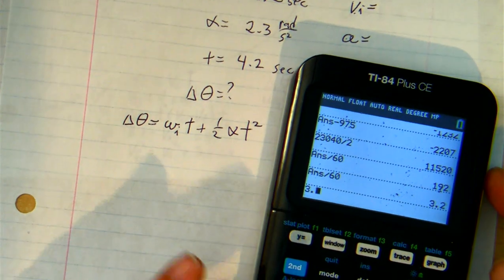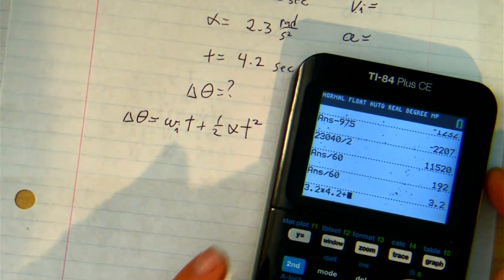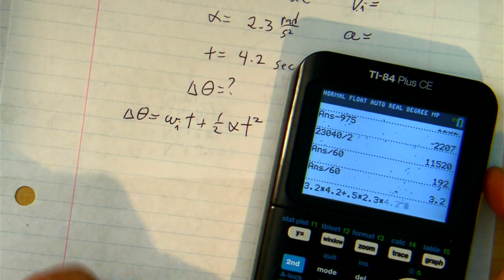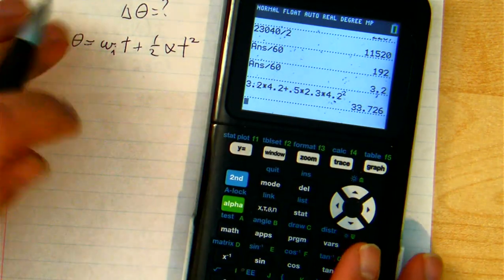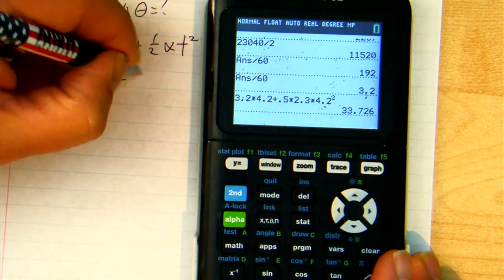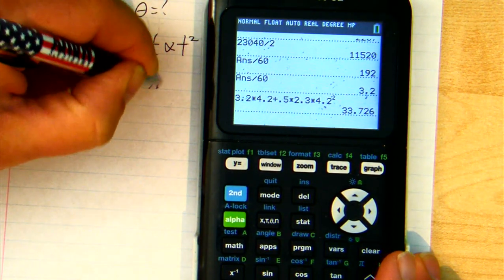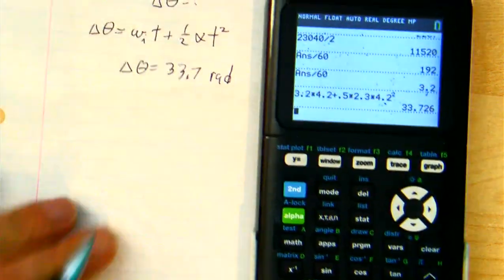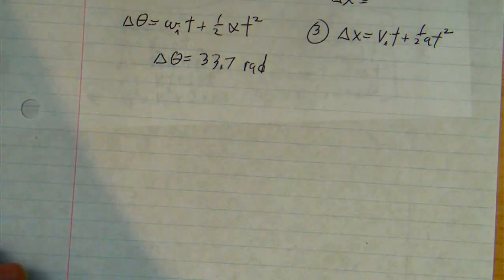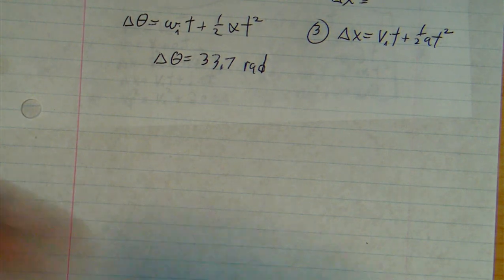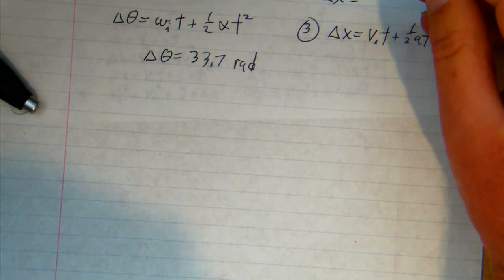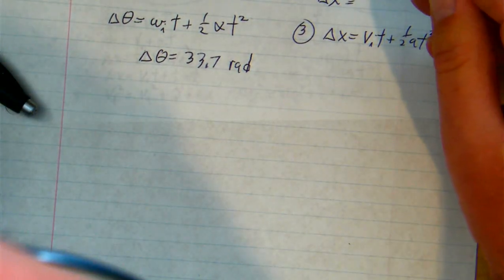Just to do it, 3.2 times 4.2 plus 0.5 times 2.3 times 4.2 squared. Assuming I typed it in correctly, I have a change in angle of 33.7 radians. So you're going to go around the circle multiple times. Each time is 6.28 radians, 2 pi radians. So after 5 revolutions, roughly, you're done with this example. But wait, there's more.